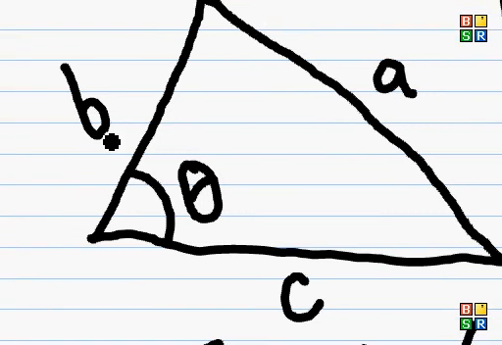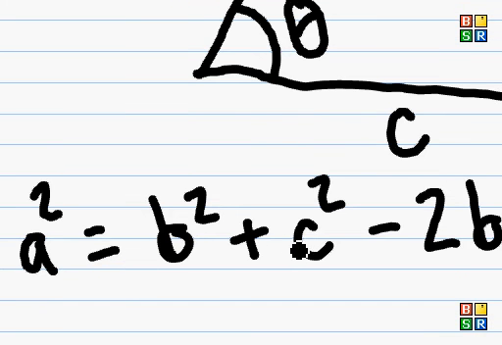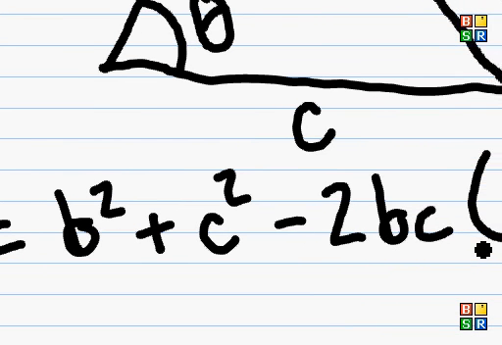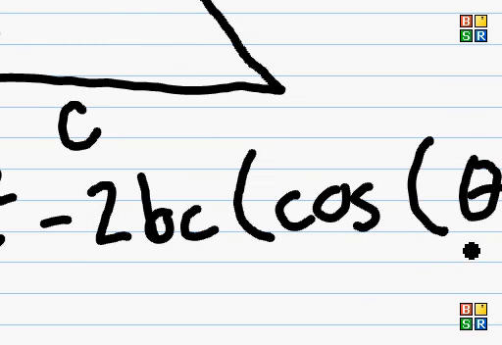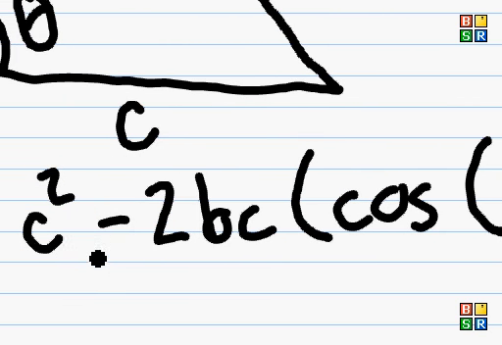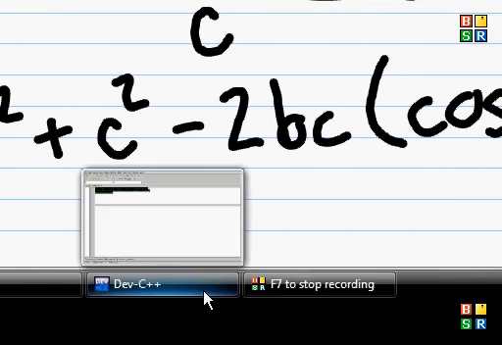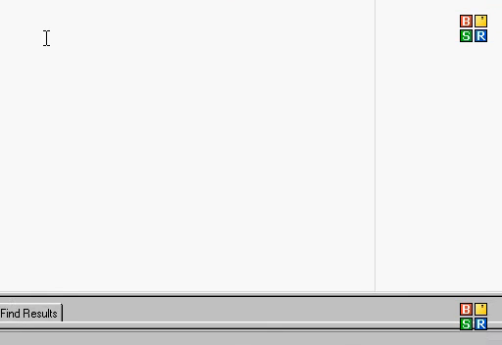So the formula for this is a squared equals b squared plus c squared minus 2bc cosine of theta. And one thing that you should definitely take into account is that cosine only works if it's in radians. So when we do the assignment statement for A, we're going to have to convert degrees into radians, theta. How you do that is you multiply theta by pi divided by 180.